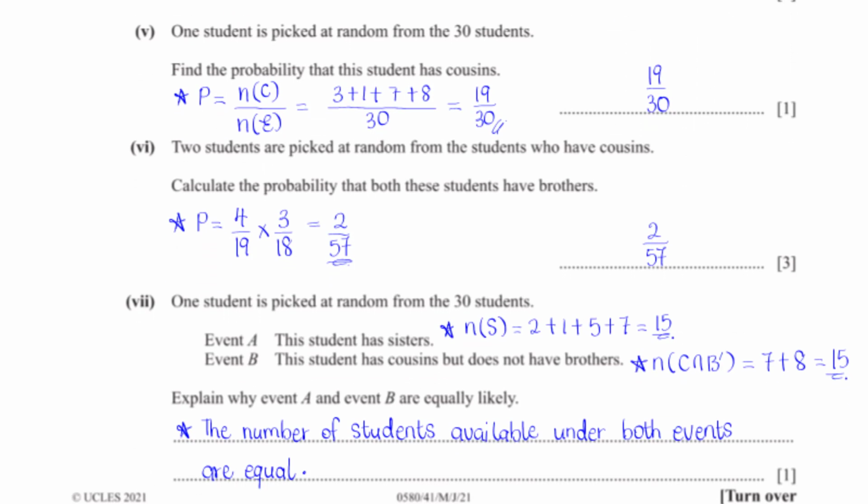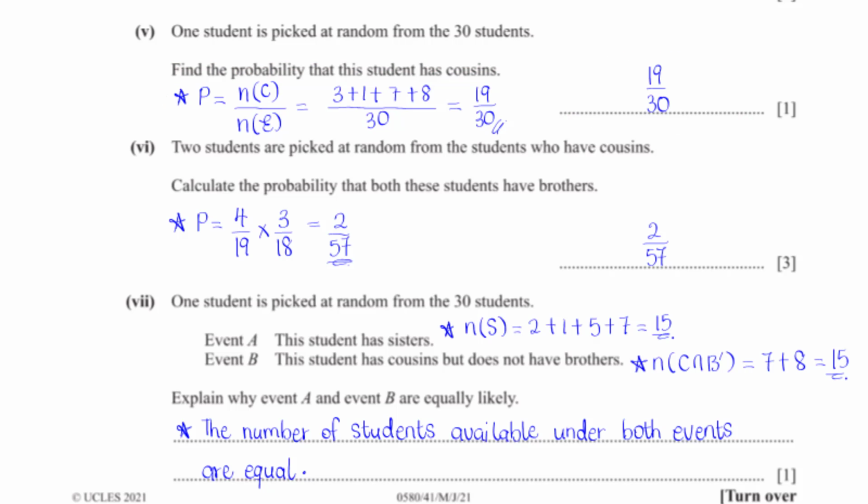One student is picked at random from the 30 students. Find the probability that this student has cousins. And so this probability is equal to the number of students who have cousins divided by the total number of students. And so the number of students who have cousins is 3 plus 1 plus 7 plus 8. And so we have the probability as 19 over 30.